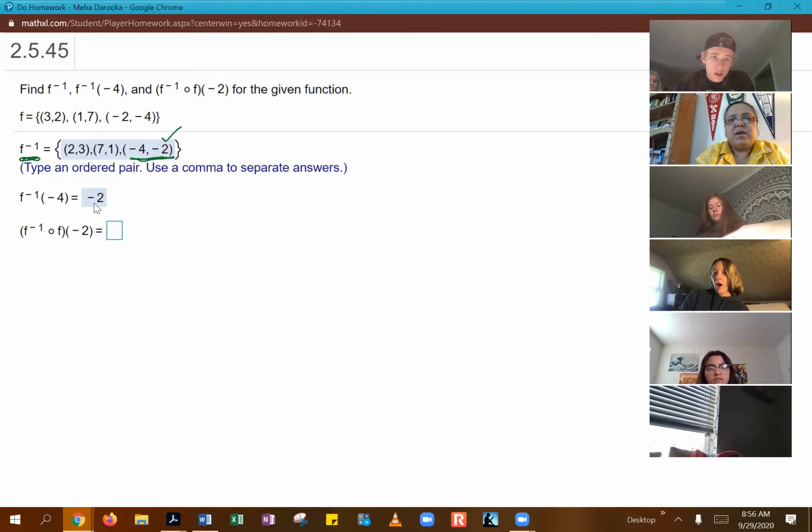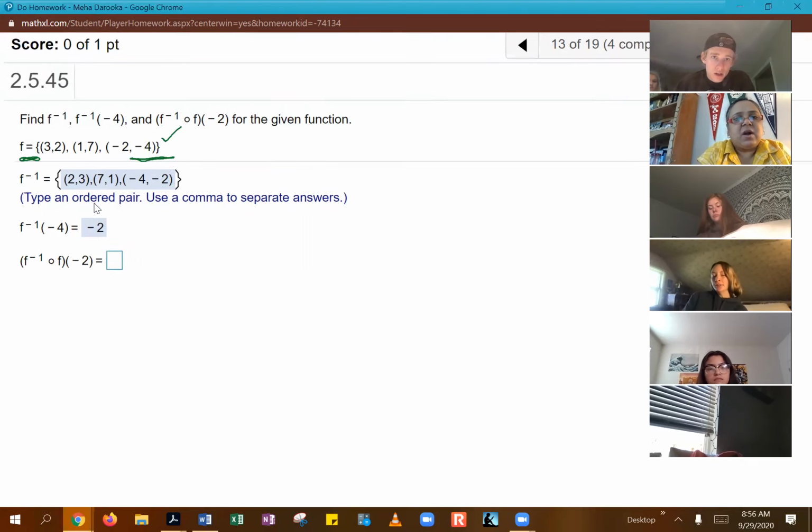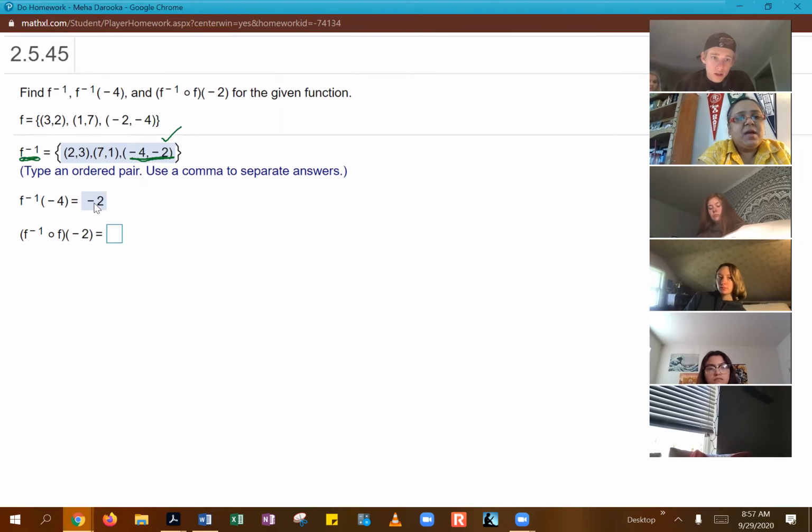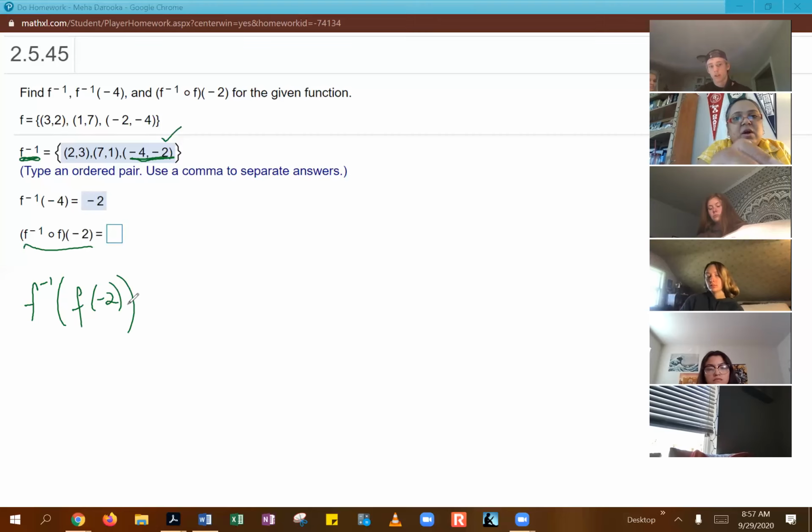Alrighty, and then the last part is actually asking us to use composition over here. So for this one, you can basically see they're asking us to do a composition between the f inverse and the f function. So that would of course be f inverse on the outside and then f of -2 on the inside. So starting with f of -2, what will that answer come out to be? -4. Yeah, because you're going to the original f function, finding the ordered pair with -2 and looking at the y value. So -4 is the correct answer.